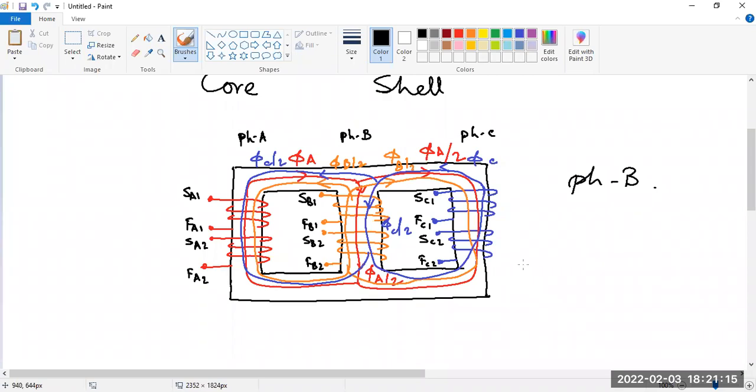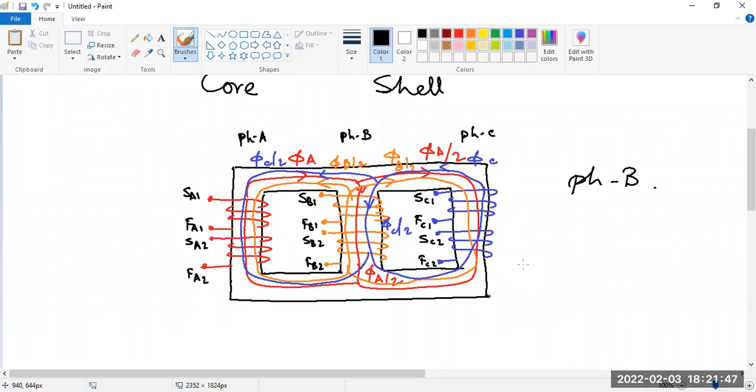So the answer is phase B. Phase B requires the minimum magnetizing MMF or current, because its flux will travel the minimum path length, and therefore the magnetic potential drop will be minimum. Yes sir. Okay, so that means if my criteria is that in its own limb, okay, so that is all about the criteria.